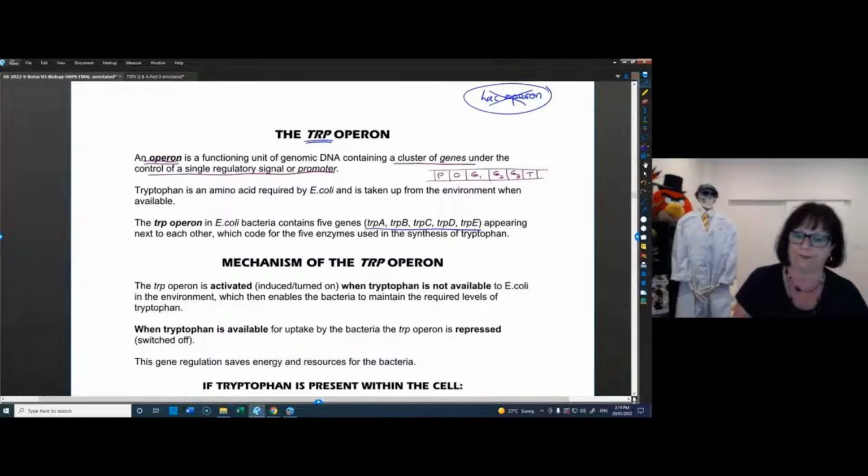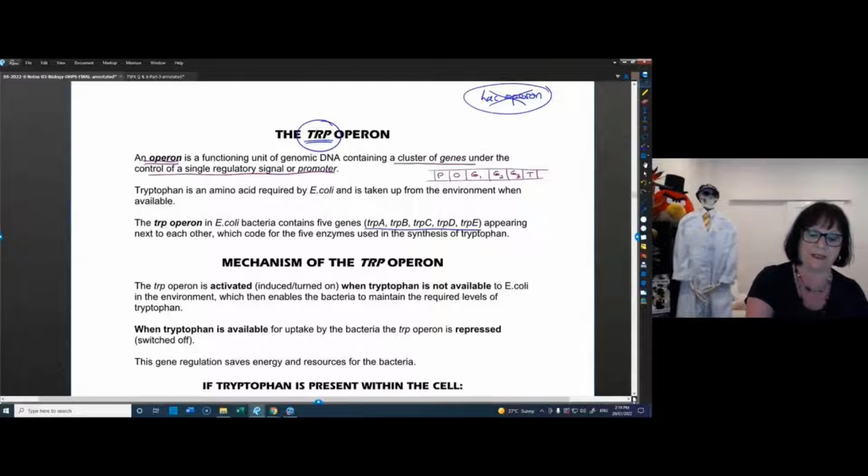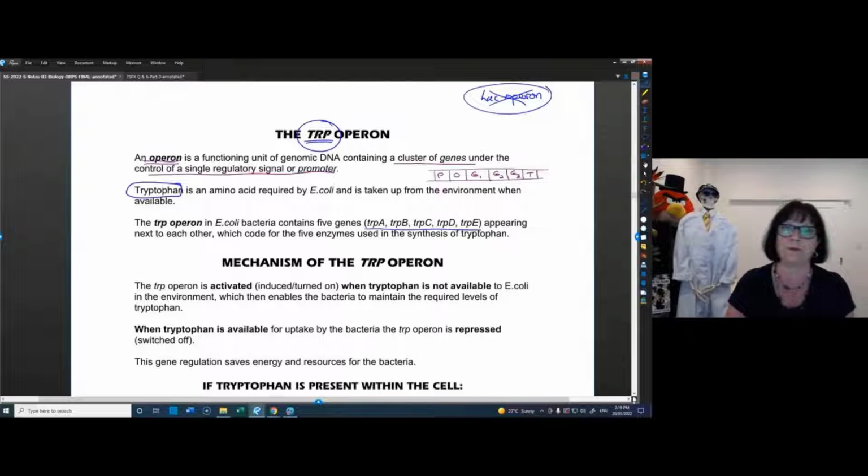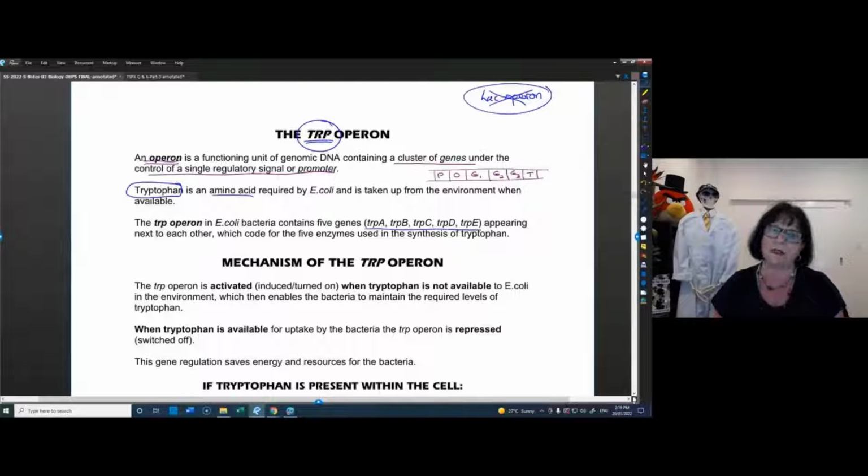Now, TRP. What does TRP stand for? It stands for tryptophan. And tryptophan is an amino acid. It's an essential amino acid in a lot of proteins, but it is absolutely essential by bacteria, in particular E. coli.